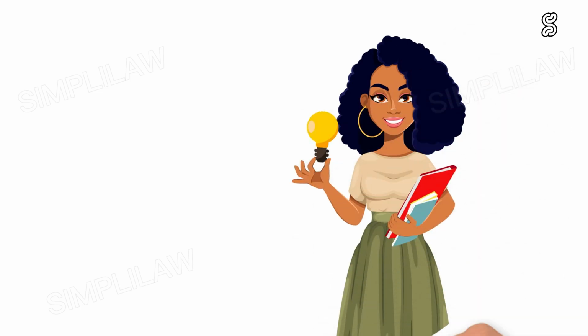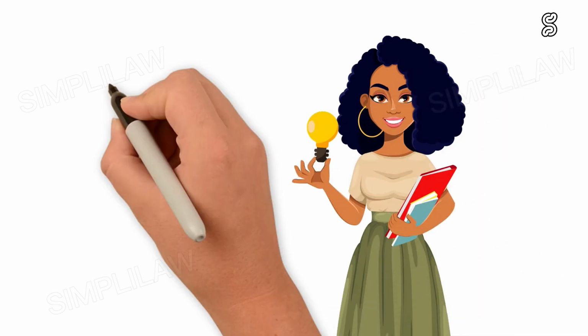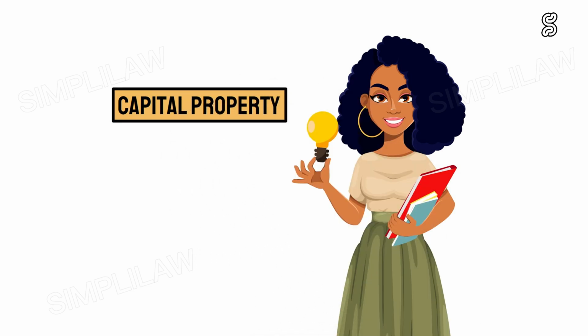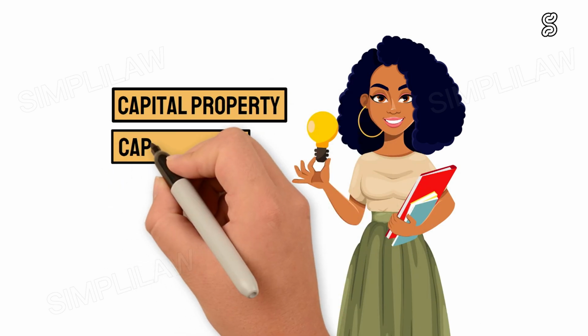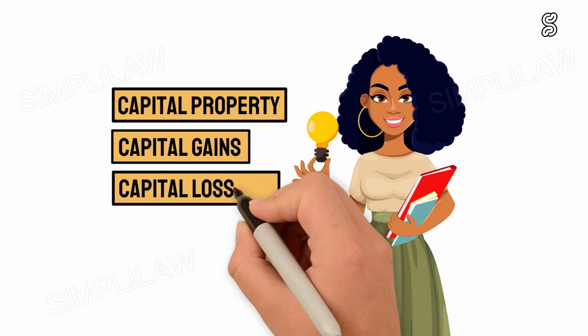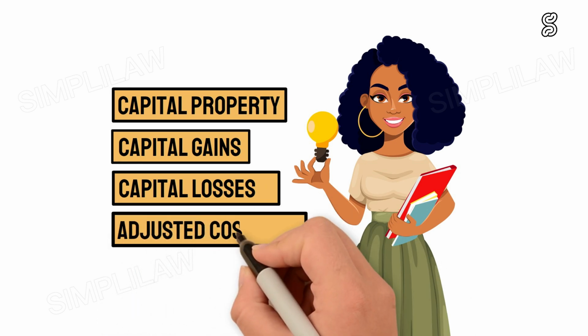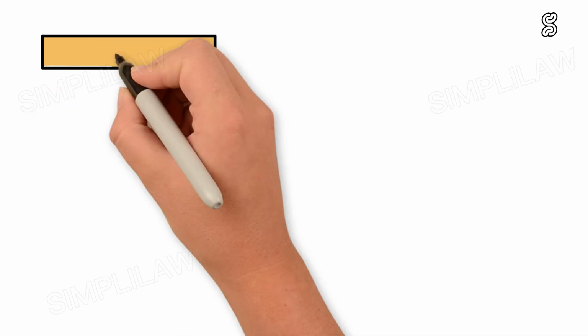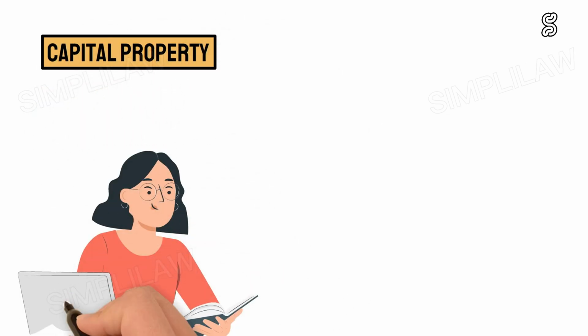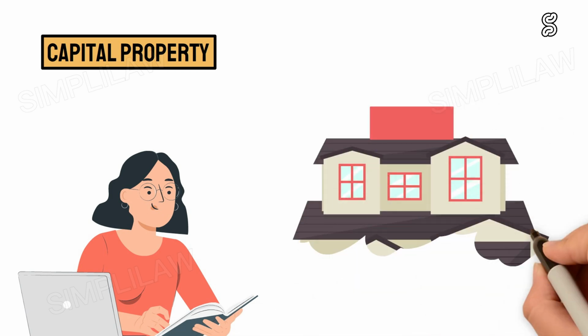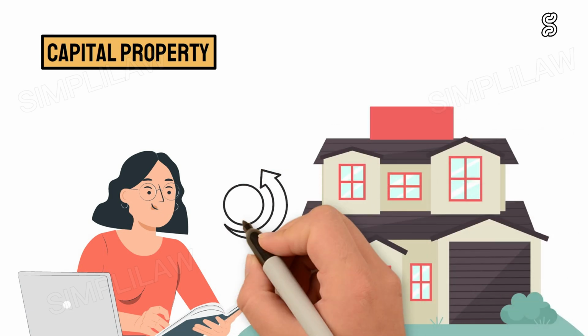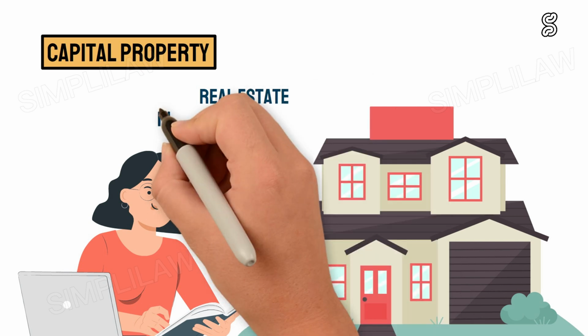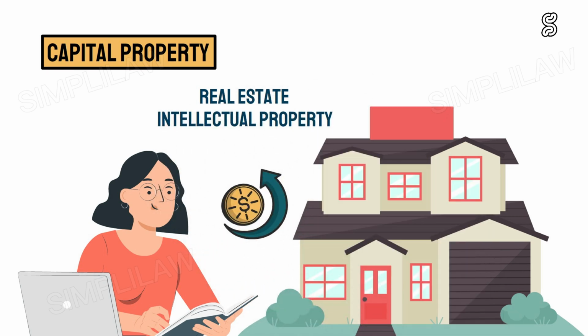Welcome everyone. Today we're diving into the world of capital property and breaking down terms like capital gains, capital losses, and adjusted cost base. All right, let's get to it. First off, what in the world is capital property? Well, it's basically anything you own that could either grow or shrink in value over time. We're talking real estate, intellectual property, and even investments like bonds or stocks.